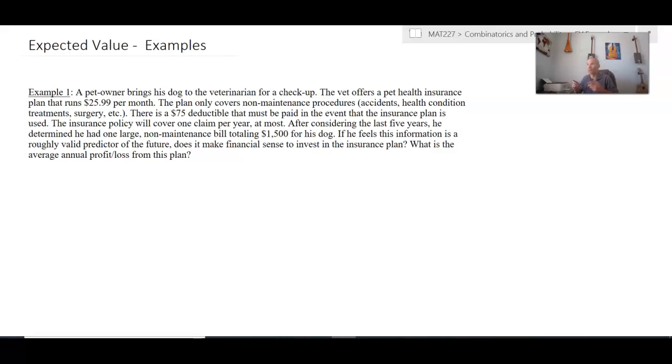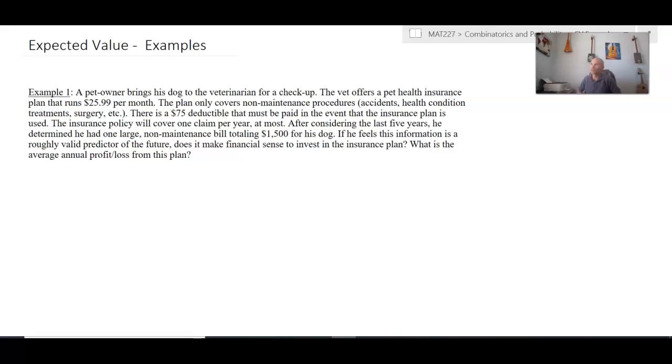So in this first example, let's say that a pet owner brings his dog to the veterinarian for a checkup. The vet offers a pet health insurance plan that runs $25.99 per month. The plan only covers non-maintenance procedures like accidents, health conditions, treatments, surgery, etc. There is a $75 deductible that must be paid in the event that the insurance plan is used. So in other words, you pay the monthly fee, and if something happens, you have to pay this $75 deductible.